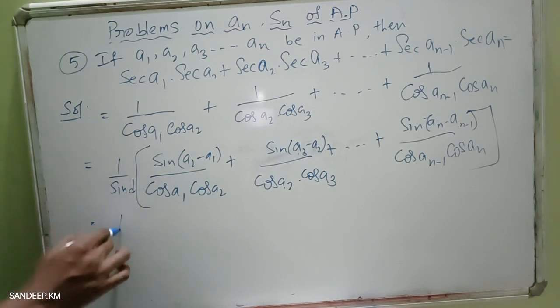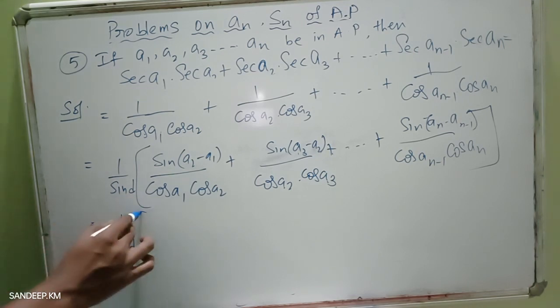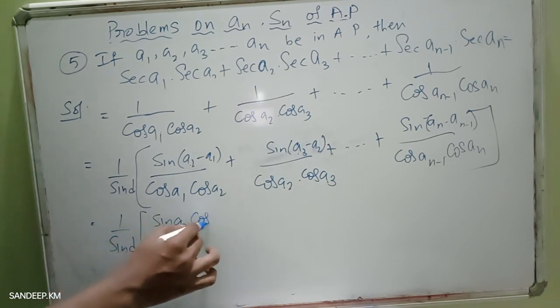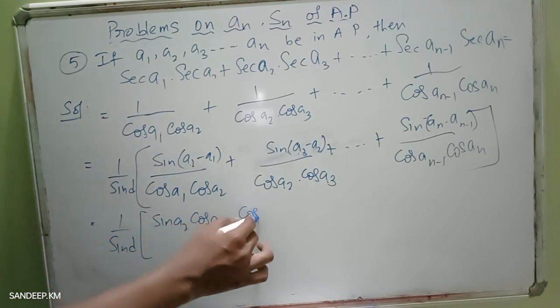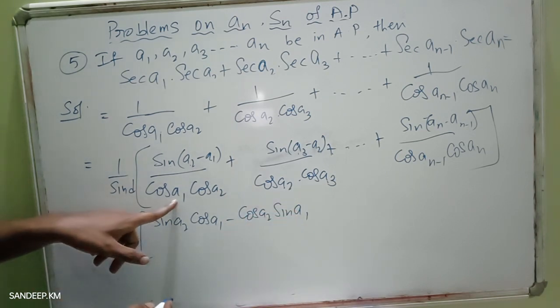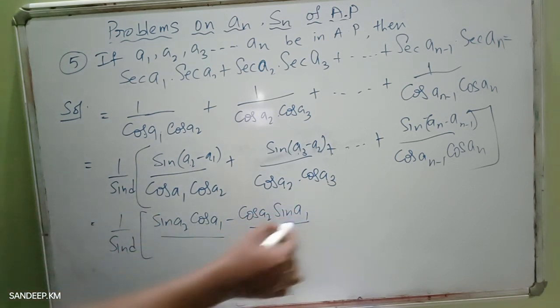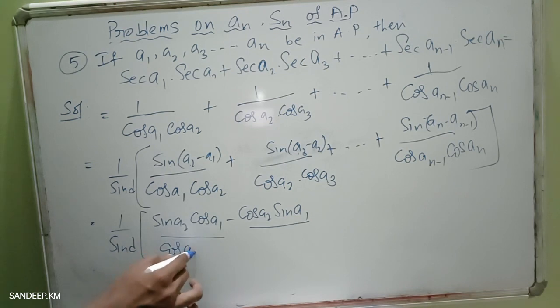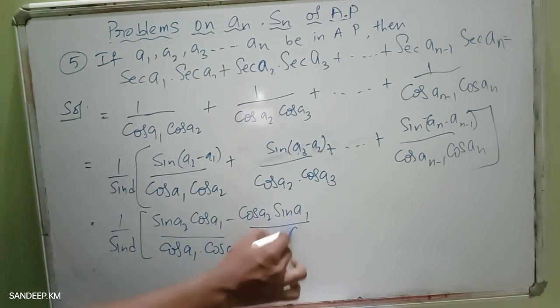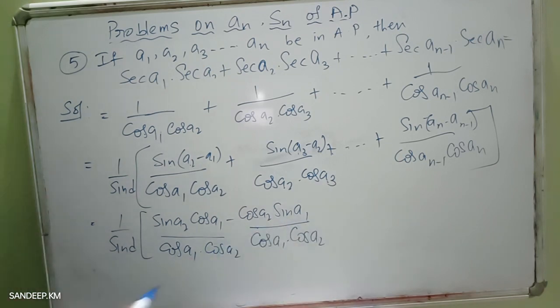So the sin of a minus b formula: sin of a minus b is sin a cos b minus cos a sin b. And this is the common denominator, so I will write it for both the terms. What is it? Cos a1 into cos a2, and here also cos a1 into cos a2.